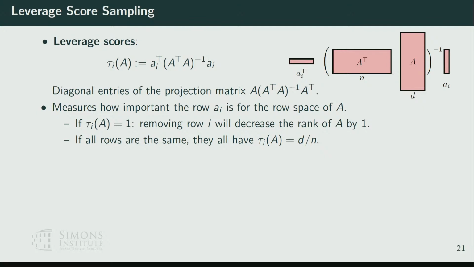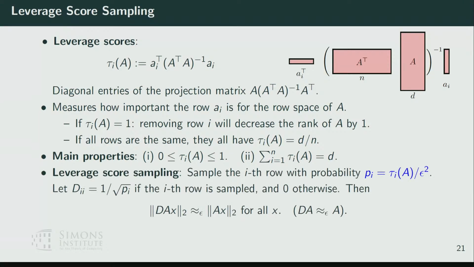And if all of the rows of the matrix A are the same, they will all have the same leverage score. We also have some good properties. The first one is that each score is between 0 and 1. And the second one is that the summation of all the leverage scores equals the rank. And then using leverage scores, we can do this leverage score sampling. It is equivalent to how we get the spectral sparsifier for graphs. And if you remember, Strand gave the proof of this statement for graphs, but every single part of his proof would carry over to general matrices as well. So if we sample the i-th row of this matrix with probability leverage score divided by epsilon squared, we will get an epsilon spectral approximation between DA and A.